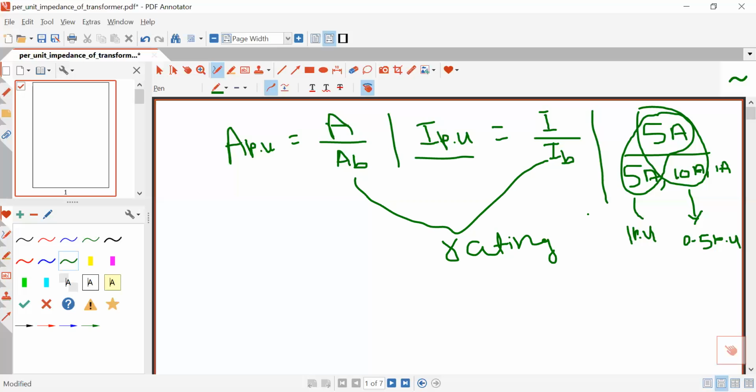So you must remember, first, you can select any value as the base value. And second, the recommendation is that the rating should be considered as the base value, so that in the per unit system the answer remains uniform. There will be uniformity in the answer.